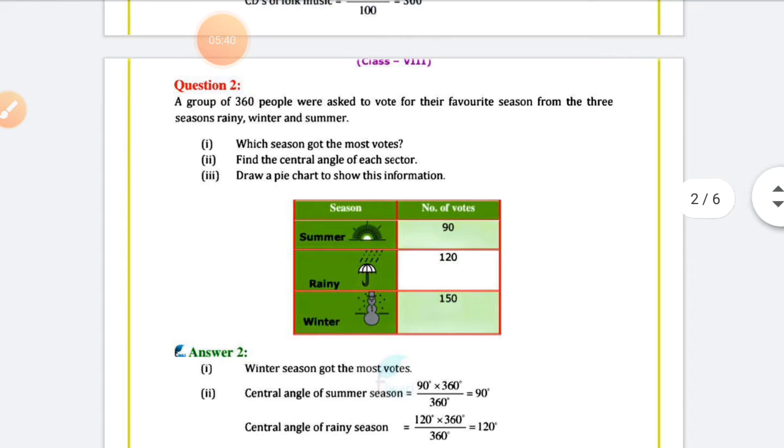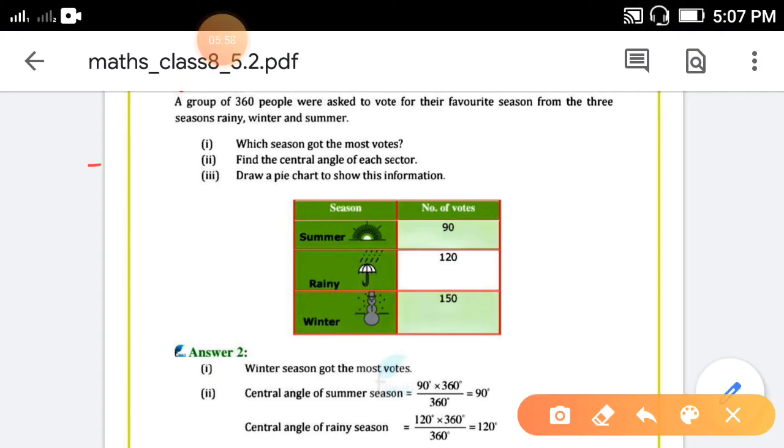Same method means you have to check what the question is asking. It is asked to find a percentage, or a number of students or data, or you have to convert the given data into degree form. That is important. Here a group of 360 people were asked to vote for their favorite season from the 3 seasons. So 3 seasons are given: summer, rainy and winter, and here the number of votes.